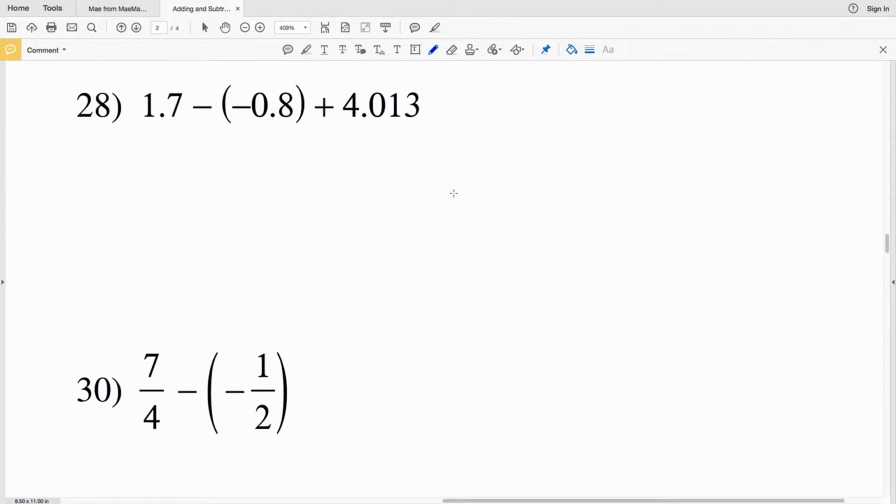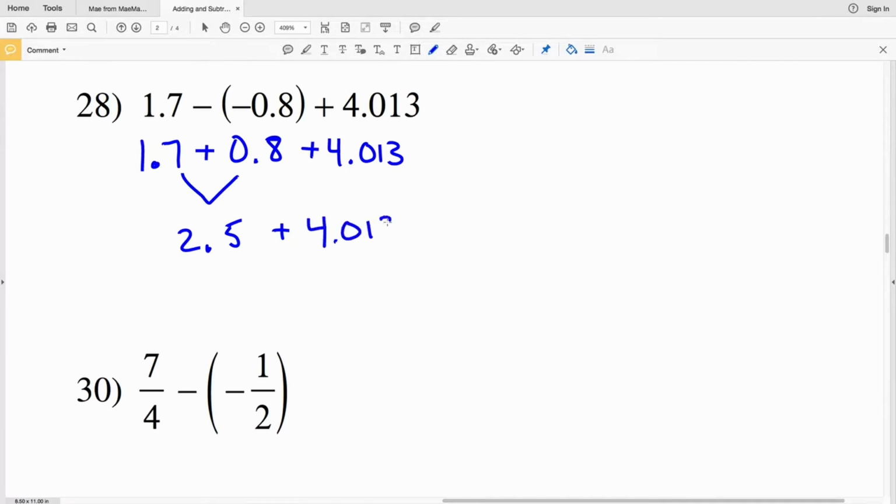28, we have 1.7 minus a negative, so we're going to rewrite this as 1.7 plus a positive 0.8 plus 4.013. Let's add the first two positive terms together. 1.7 plus 0.8 will give us a 2.5, since 0.8 plus 0.7 is 1.5, and then you add that to the whole number that's left, the 1. So 2.5 plus 4.013 will leave us with a 6.513.